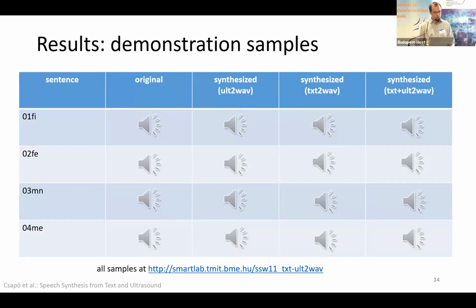I have a couple of demonstration samples here. These are English sentences, and first I will play the original recording from a female speaker. Now the one which is synthesized from the ultrasound to speech.